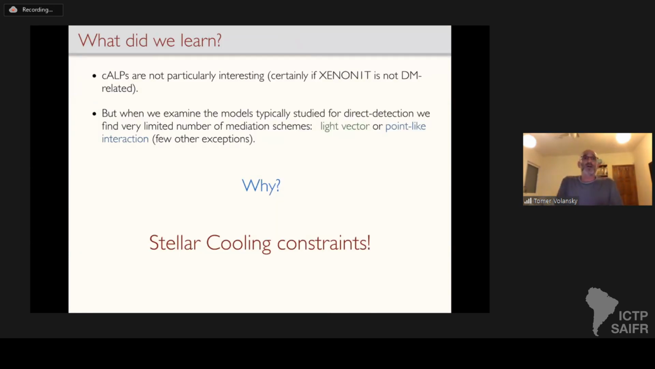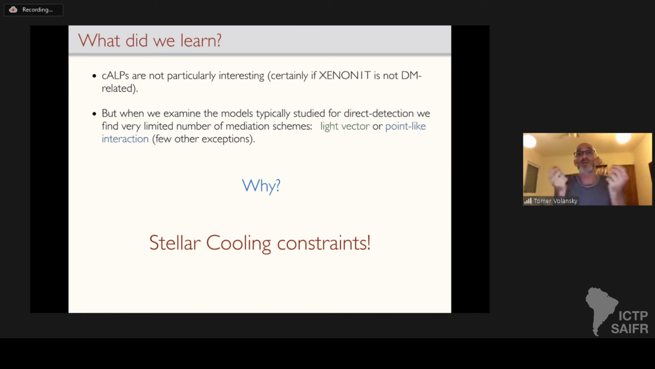So what did we learn? We learned that chameleon ALPs, sea ALPs are not particularly interesting, but you could do it, if you wanted to, if you believed in the ambulance. But if you remember that this could only be an ambulance, then chameleon ALPs are not particularly motivated. But we can examine new types of models that are relevant for direct detection and all kinds of mediation schemes, production mechanisms, and so on.